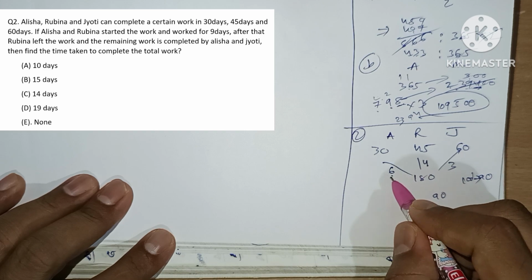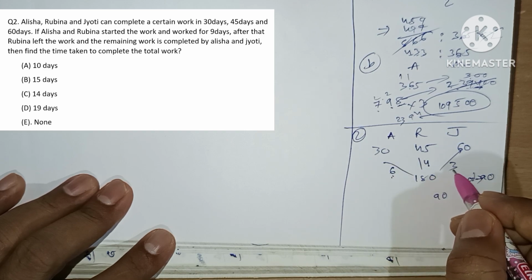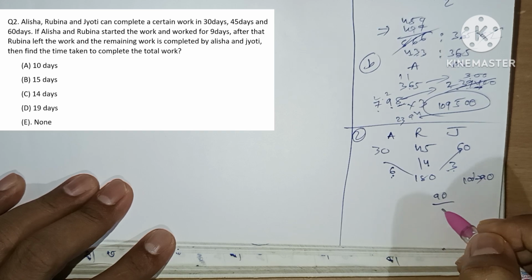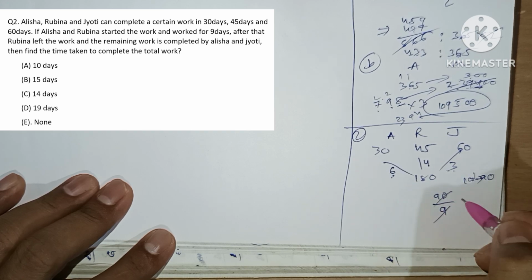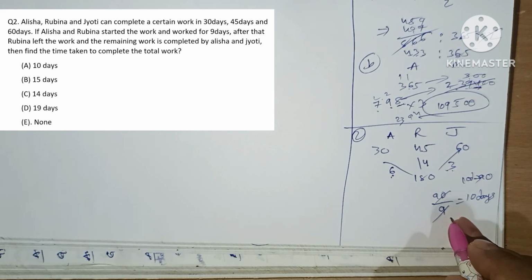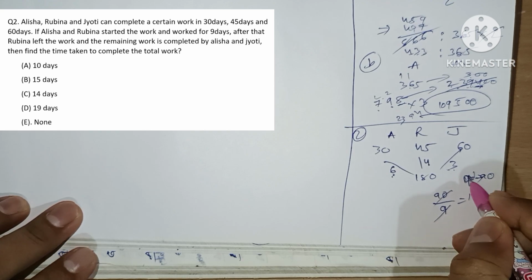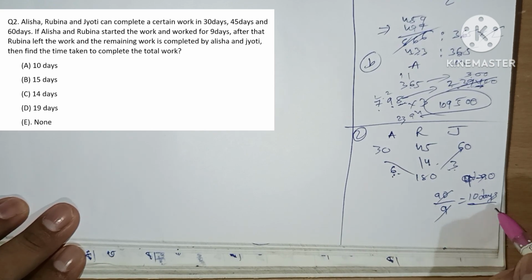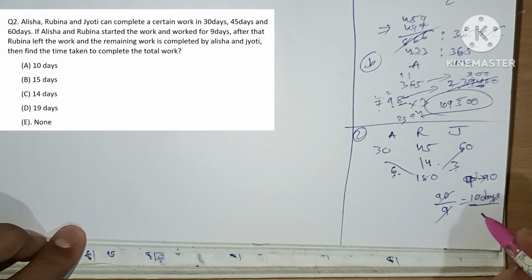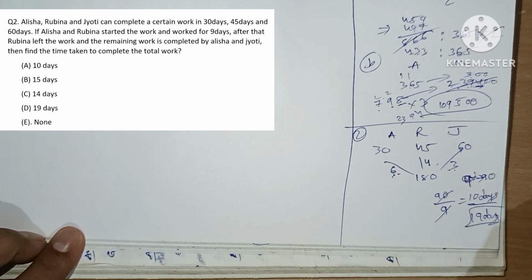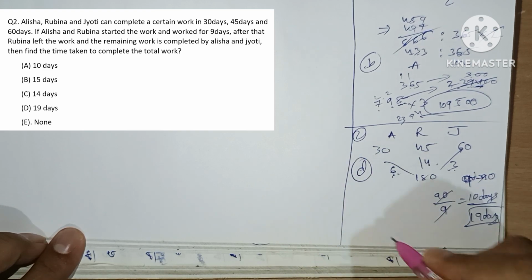Rubina left means Alisha and Jyoti is left. 6 plus 3, 9 units per day. To complete 90 units with 9 units per day, it takes 10 days. Sorry, it is 9 days they completed 90 units. So here it takes 10 days. The question asked is find the total number of days. 9 plus 10, which will be 19 days. So answer will be 19 days. So option D is our answer.